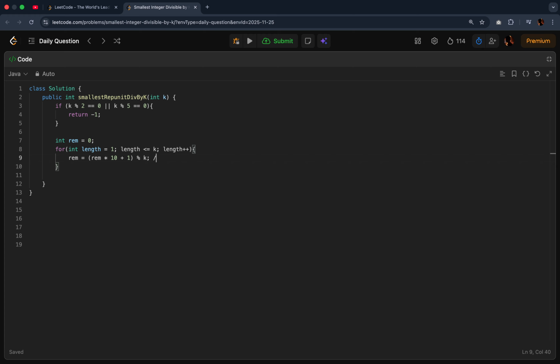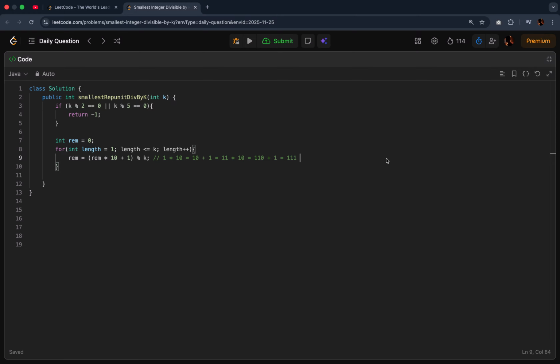Like here, if I put a comment, I can tell you guys: if it is 1, and we multiply it by 10, it will be 10. If we add 1 to it, it will be 11. Similarly, it is a continuous process, right? We multiply 11 by 10, it will be 110. Then if we add 1 to it, it will be 111. So it is a series of ones, like here you can see 11, 111, and so on and so forth.